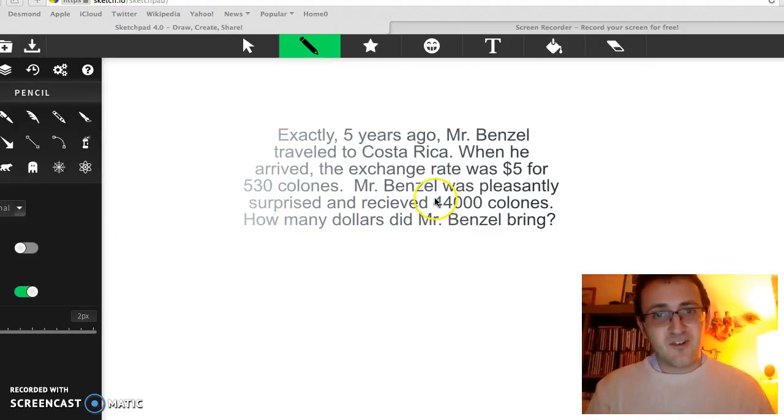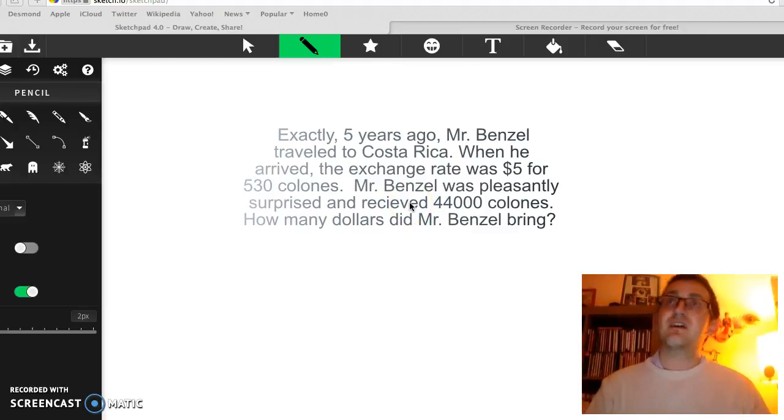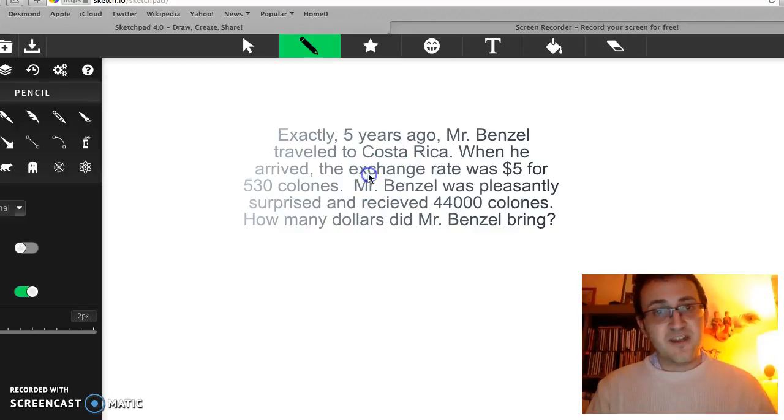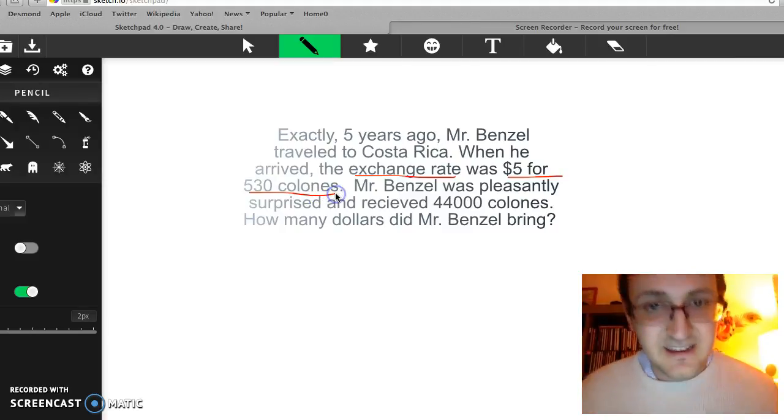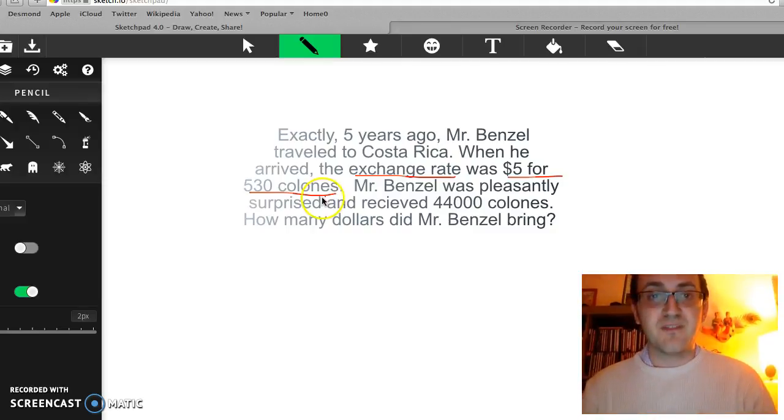So to get started, the first thing we're going to do is circle all the numbers inside of a word problem because, well, they're there for a reason. That's what's important. So the first thing I'm going to do is highlight exchange rate $5 for 530 colones.